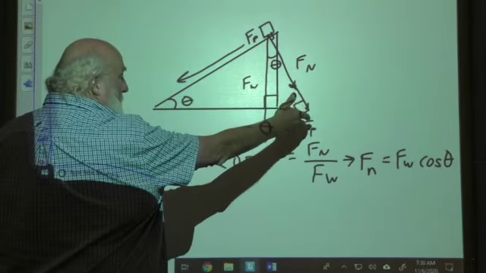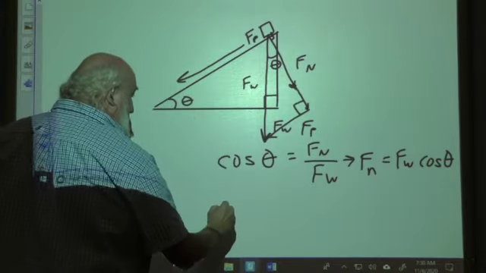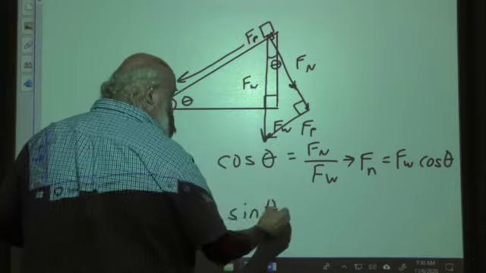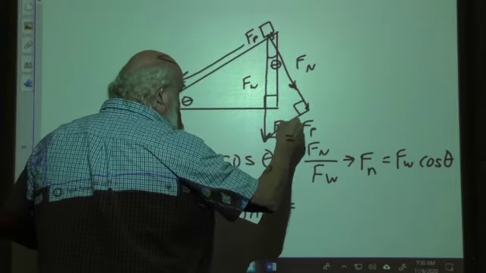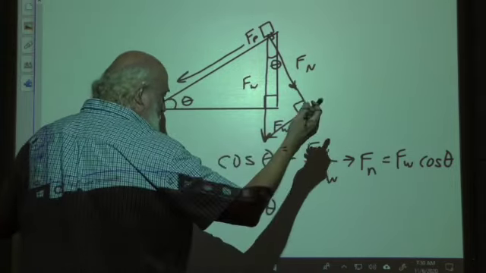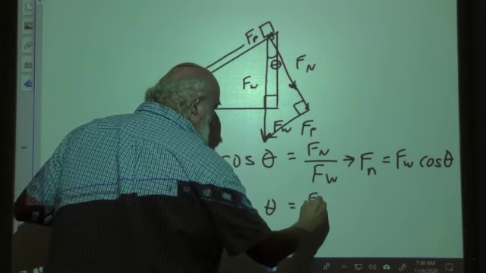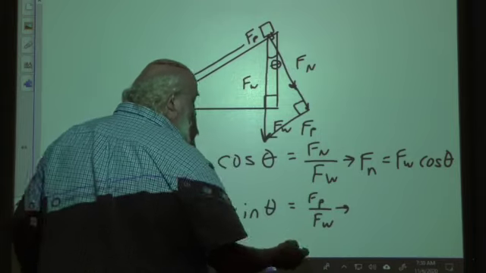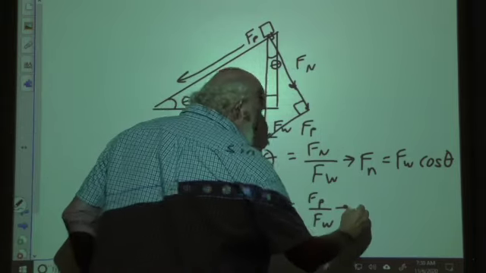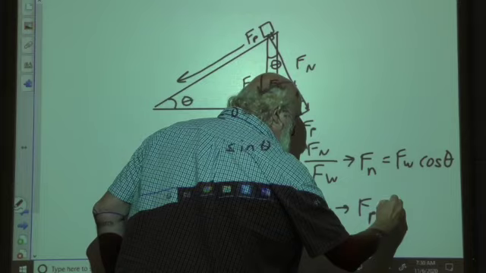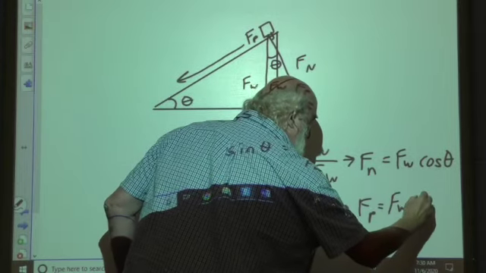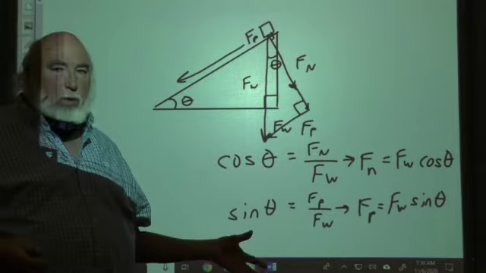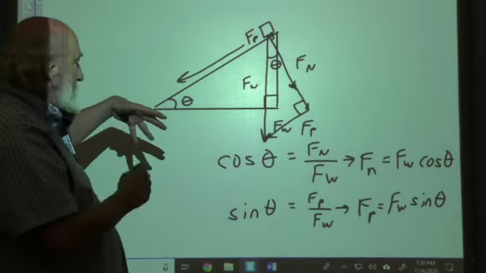The same thing with the Fp. The Fp is the opposite. So that's going to give us the sine of theta over the hypotenuse. The opposite over the hypotenuse, so and now this is going to be Fp over Fw. So again, we multiply by Fw, and Fp then equals Fw times the sine of theta. And those are the values that we're going to be working with in these problems. So this is the general idea.